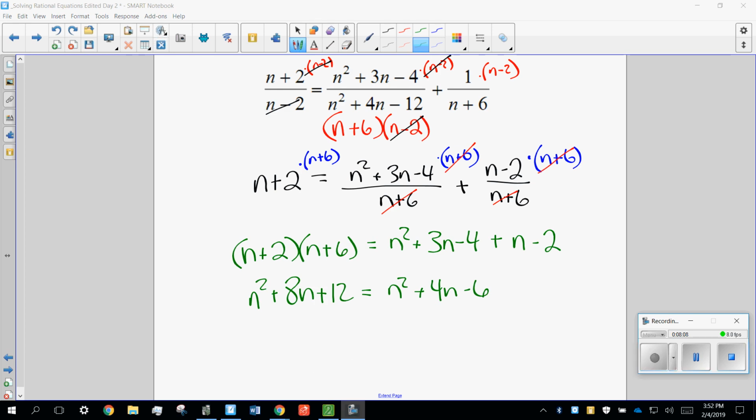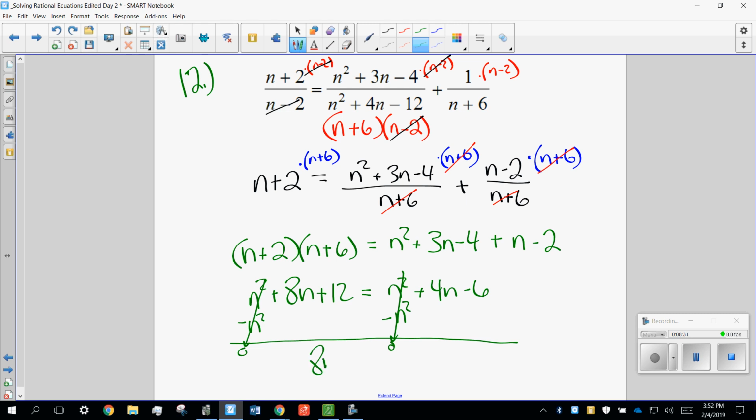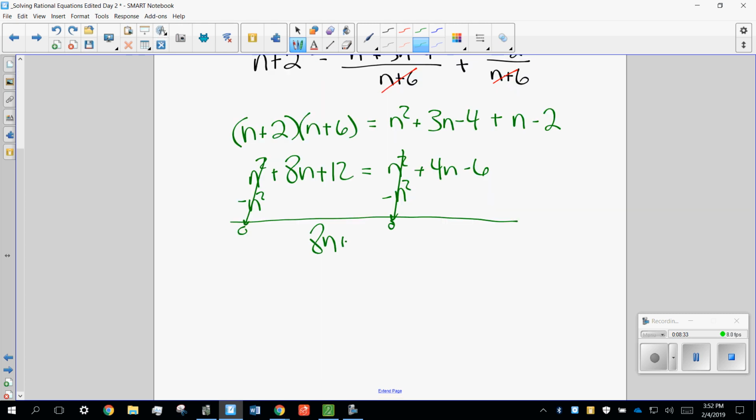All right, this is number 12, and I know that I have not worked at all, but I wanted to at least get a visual up there so you could check through your work and see if you missed any steps. When you get to this point, I'm going to subtract an n squared from both sides. And what happens is both of those n squareds go to 0. And all I'm left with is 8n plus 12 equals 4n minus 6.